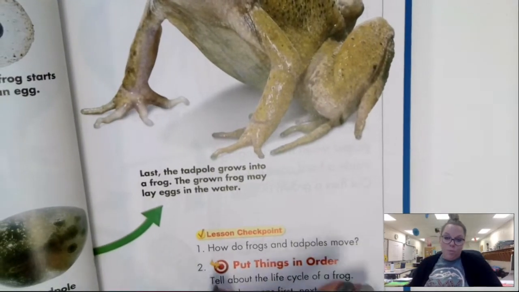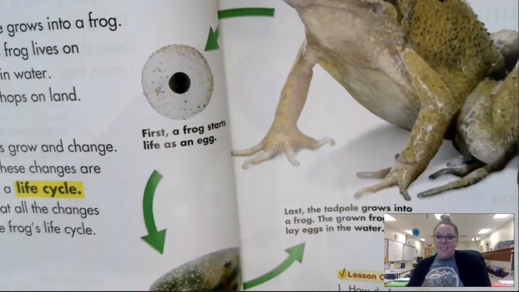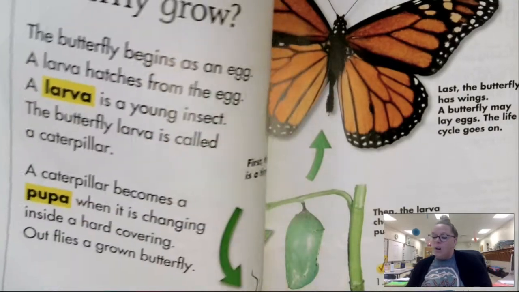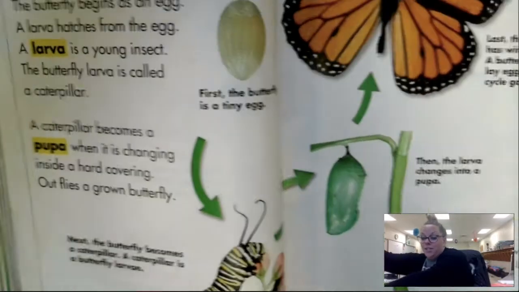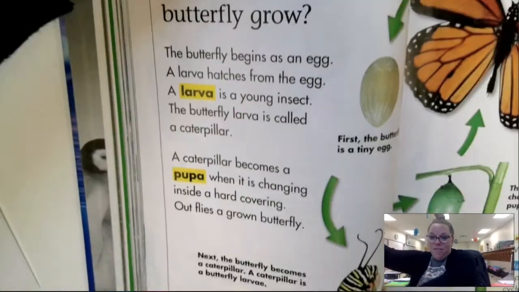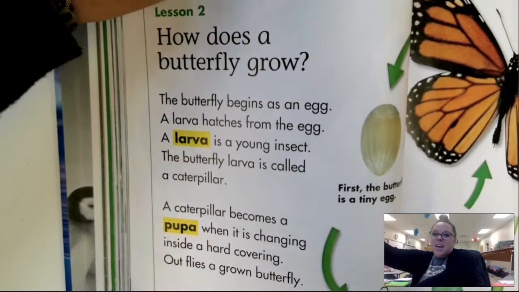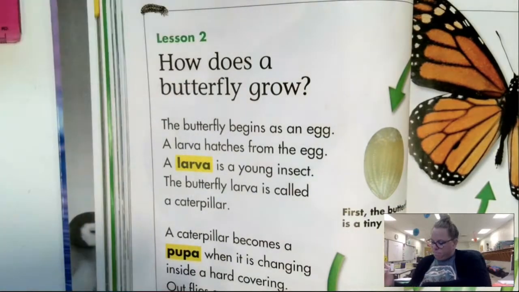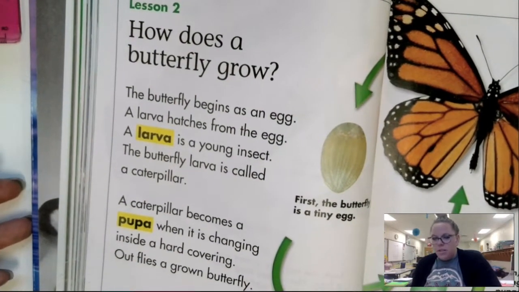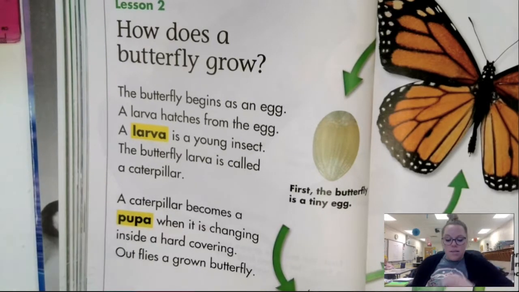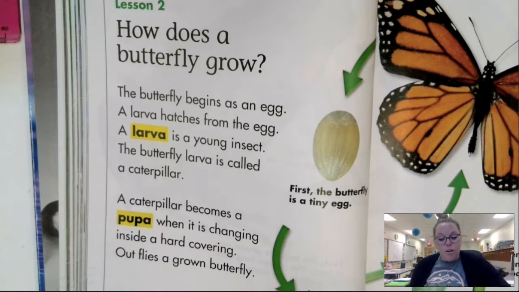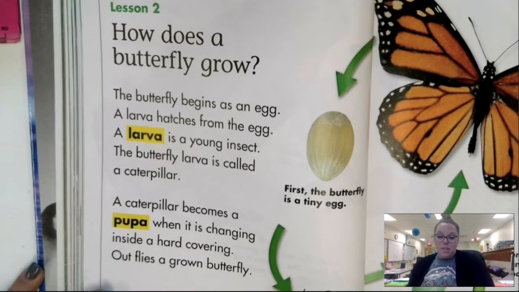You had a project that you got to do yesterday with the life cycle of the frog. Hopefully you enjoyed that. I know I certainly enjoyed making it and making the video for you to do it as well. So today we're going to look at the butterfly. There's only 2 pages in our book on the butterfly, and then we will have a chance to make our own butterfly wheel today. So let's go ahead and take a look.